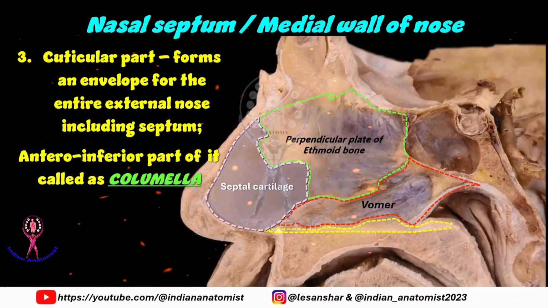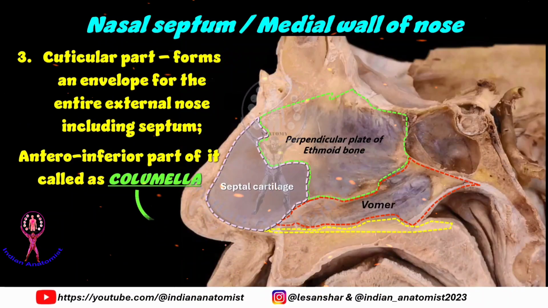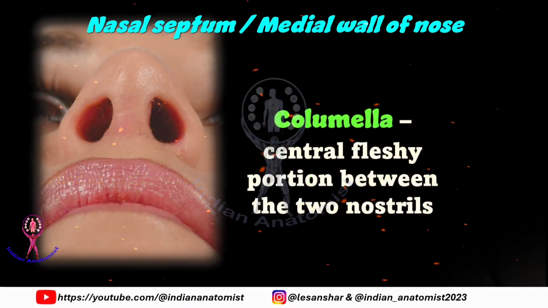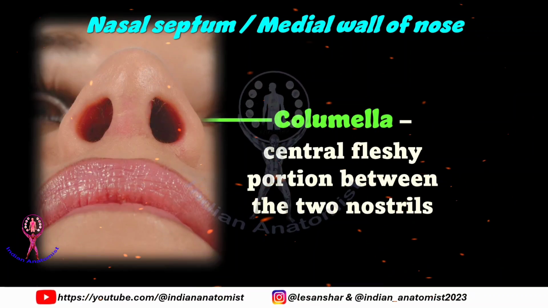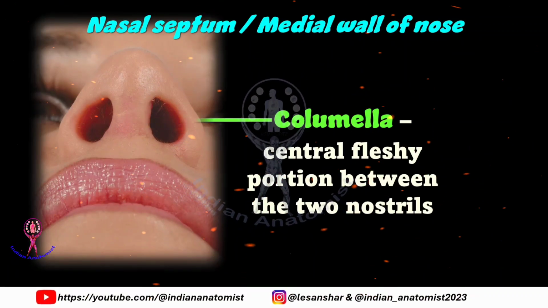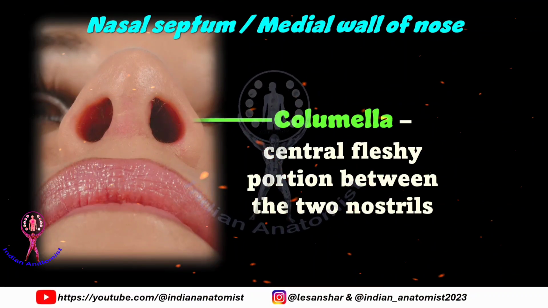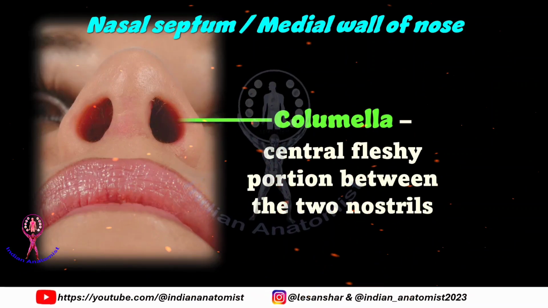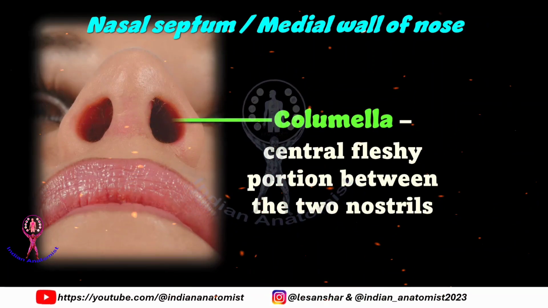Lastly, the cuticular or skin covering portion. It encompasses the entire external nose, including the septum. The antero-inferior portion is referred to as the columella. The columella is the central fleshy portion that is situated between the two nostrils, nares, or anterior nasal apertures. It is primarily composed of fibrofatty tissues that are concealed by the skin.